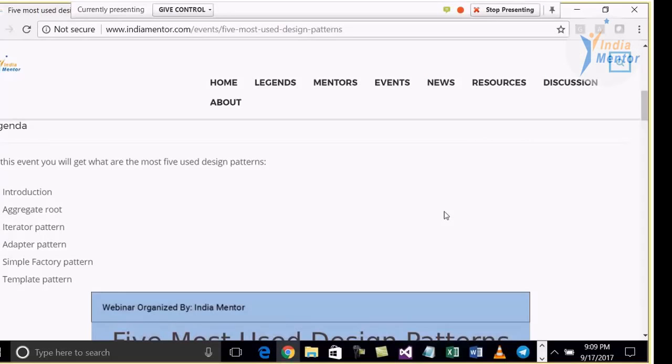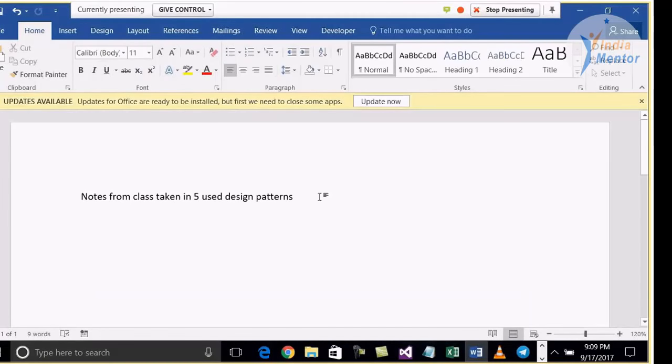At this moment, as usual, I have not come planned, so I don't have any PowerPoint presentation. But whatever I discuss in this class, whatever code I show in this class, I will be distributing that code. And whatever I speak, I will write down as small notes in this Word document, and I will publish these notes on indiamentor.com.